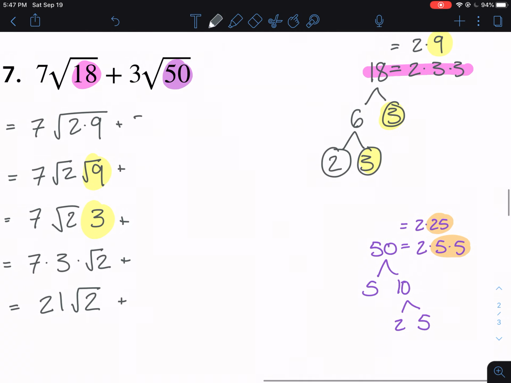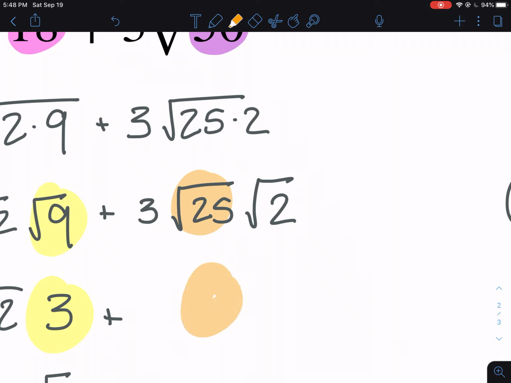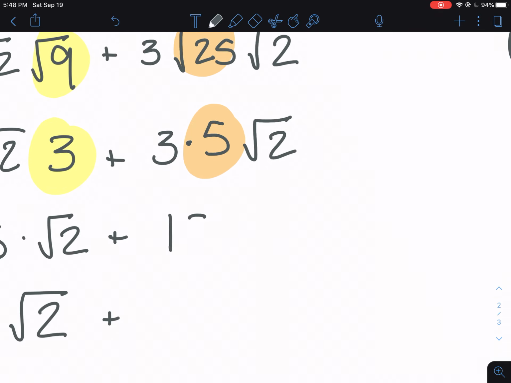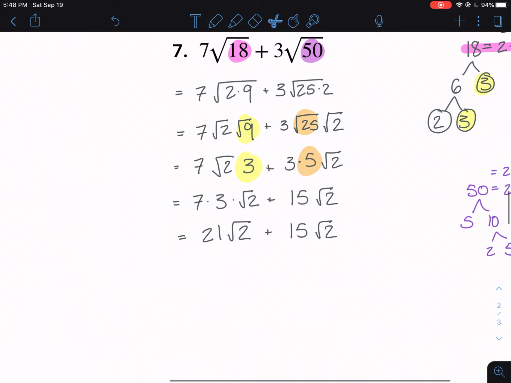Okay, so we have 3 times, instead of the square root of 50, 2 times 25. In fact, let's do 25 times 2. It's going to make our lives just that much easier. So we can split this radical up. 3 times the square root of 25 times the square root of 2. And like we just found out, the square root of 25 is in fact 5. So we have 3 times 5 times the square root of 2, and 3 times 5 is 15. 15 times the square root of 2. And we did that in one step faster, so we're just going to rewrite it for our last step.